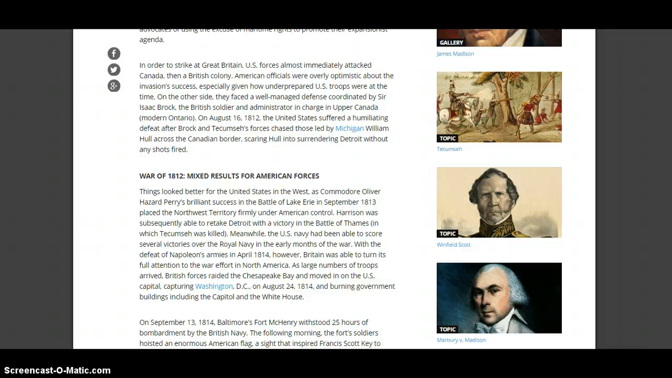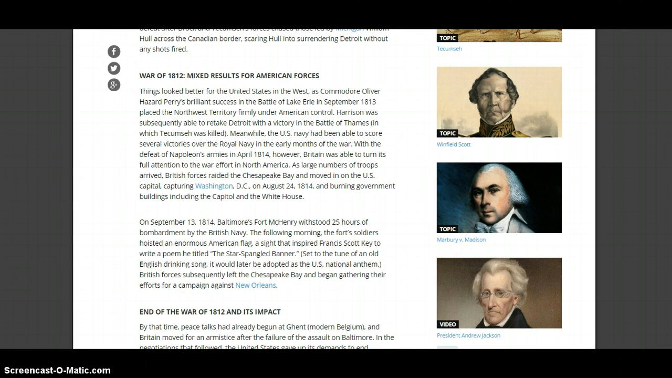As large numbers of troops arrived, British forces raided the Chesapeake Bay and moved in on the United States capital, capturing Washington, D.C., on August 24, 1814, and burning government buildings, including the Capitol and the White House. On September 13, 1814, Baltimore's Fort McHenry withstood 25 hours of bombardment by the British Navy.